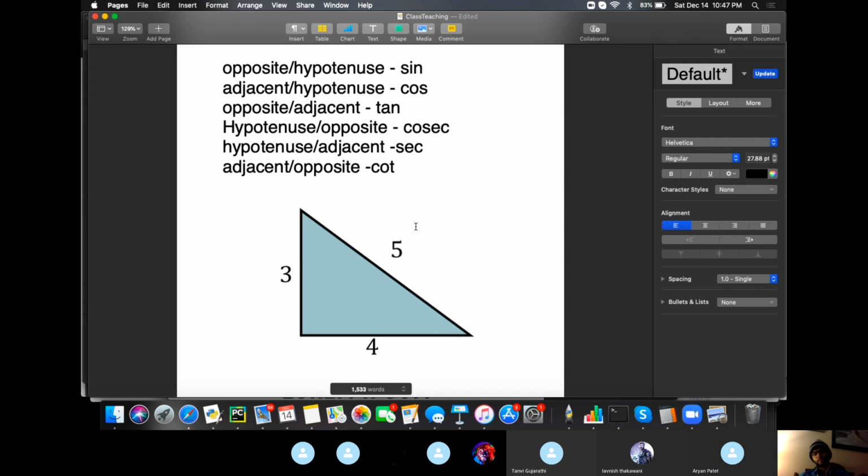Any other questions with regard to trigonometry and this particular problem?